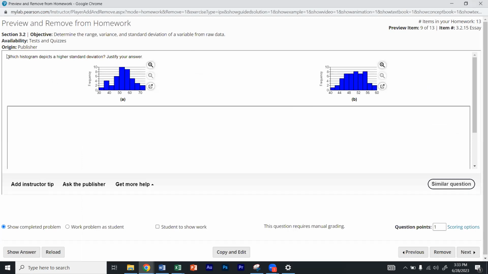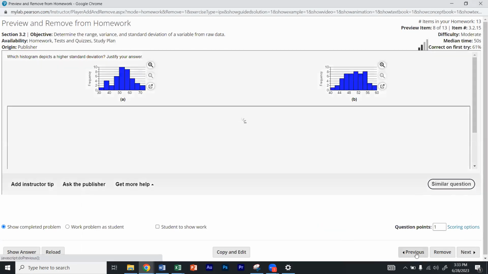It says, which histogram depicts a higher standard deviation? So here it's 30 and 70. The spread is about 70 and 30. 70 minus 30 is 40. And here the spread is 60 minus 40, 20. So I'm going to go with A. Okay, just a little side thing. Again, variance and standard deviation measure how spread the data is. Part A is more spread than part B.